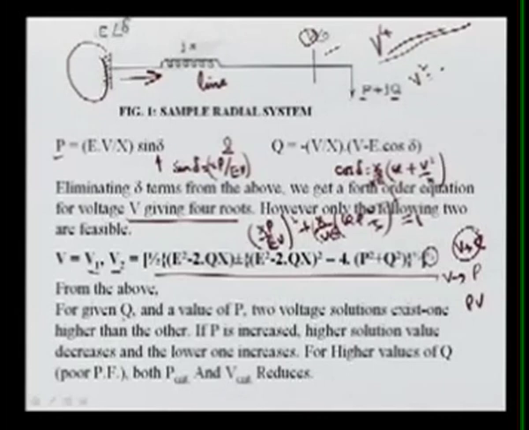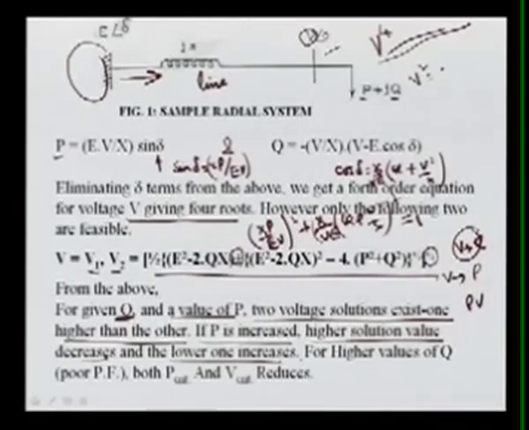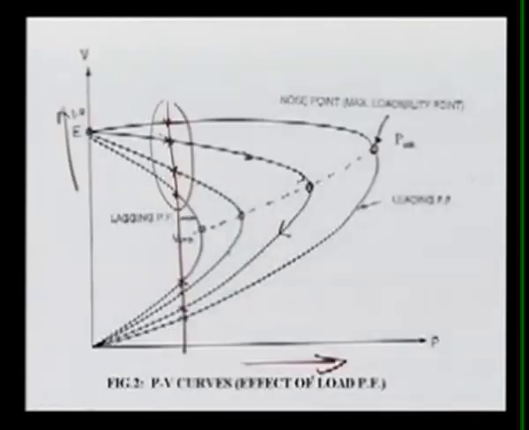So, for given P, means fixing Q, for a value of P, 2 voltage solutions exist, one higher than the other, because here it is plus minus, one is adding, another is subtracting. So, if P is increased, the higher solution value decreases and the lower one increases, means the lower voltage will keep on increasing, however the other will be decreasing, means it is going to coincide somewhere. For higher value of Q or poor power factor, both P critical and V critical reduce, and you can see this curve here very well. So what is happening, you can see the lower one is increasing and the other one is decreasing, and it is like this.